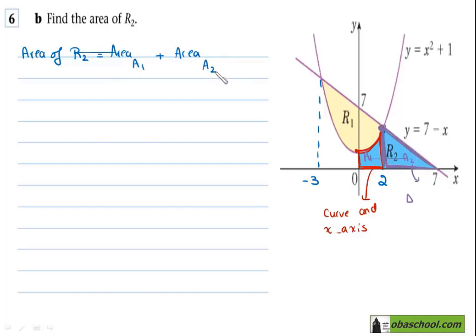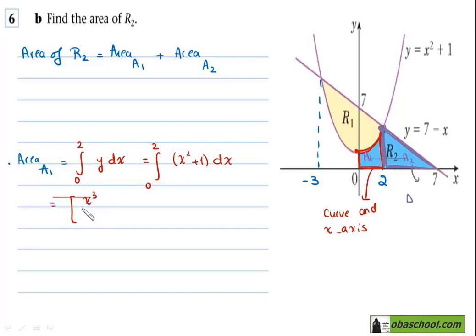We are going to solve each area alone. Area of A1 is the area between the curve and the x-axis. So, we will write integral y dx, where x starts at 0 and ends at 2. Y is the equation of the curve. So, it is the integral of x squared plus 1 dx, where x starts at 0 and ends at 2.